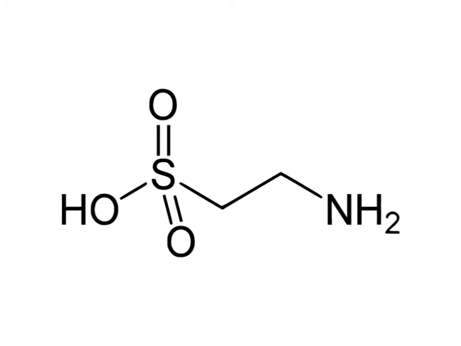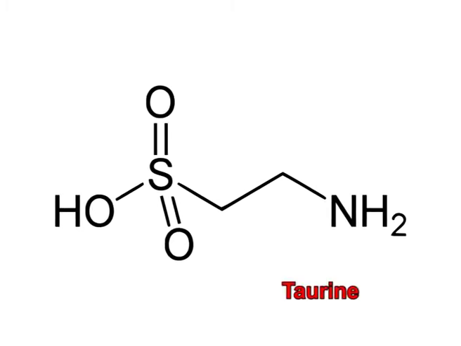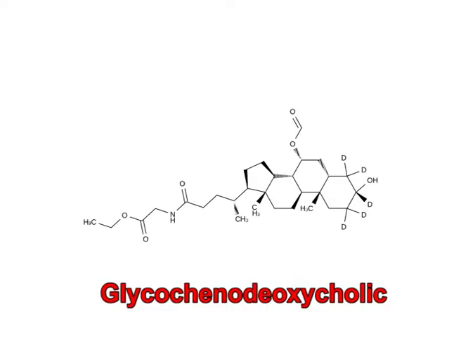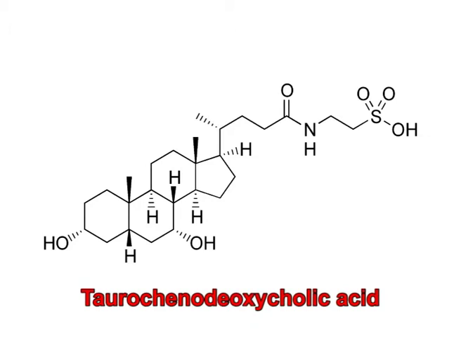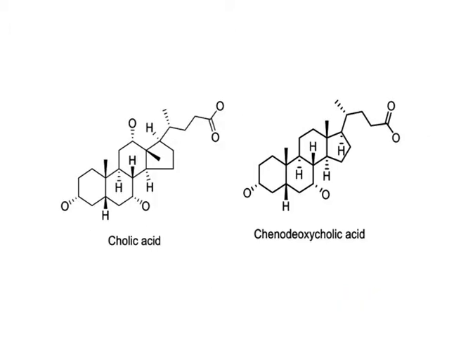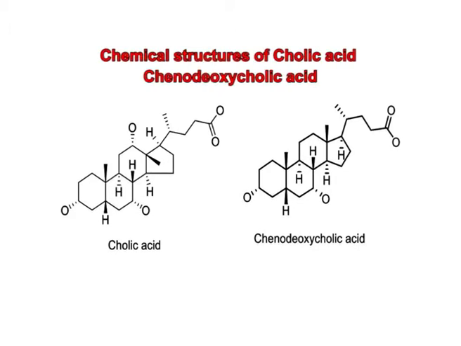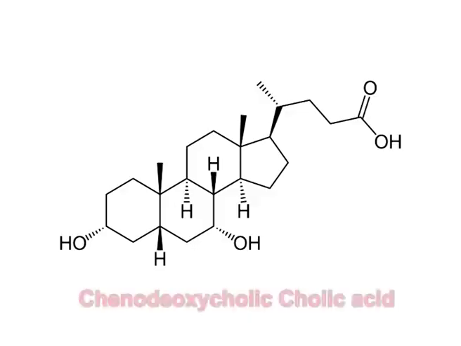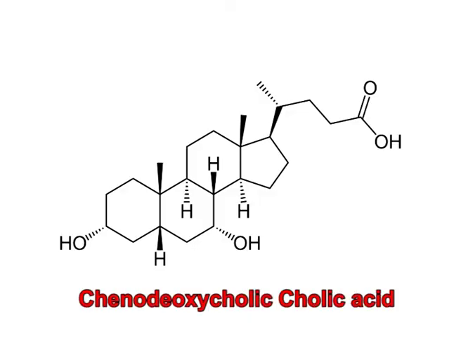In the liver, they are conjugated with glycine or taurine to give glycocholic acid, taurocholic acid, glycochenodeoxycholic acid and taurochenodeoxycholic acid before being secreted in the bile. Figure number 3 describes the chemical structures of cholic acid and chenodeoxycholic acid. Deoxycholic acid and lithocholic acid are secondary bile acids and are formed in the colon by bacterial deconjugation and 7-alpha dehydroxylation of cholic acid and chenodeoxycholic acid respectively. Bile acids are partially reabsorbed and conjugated.